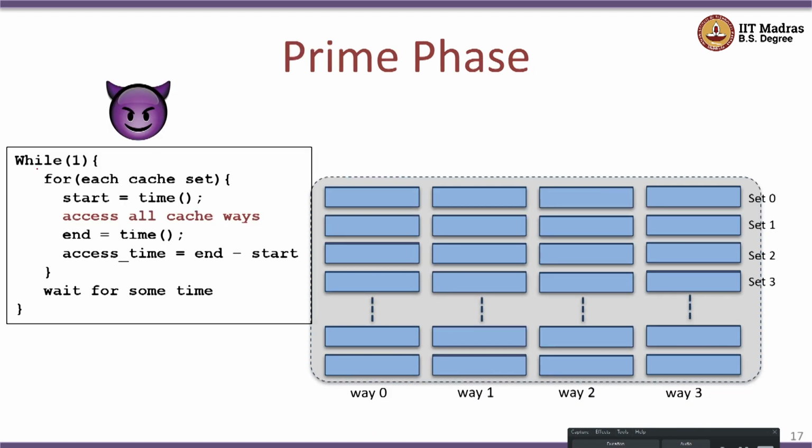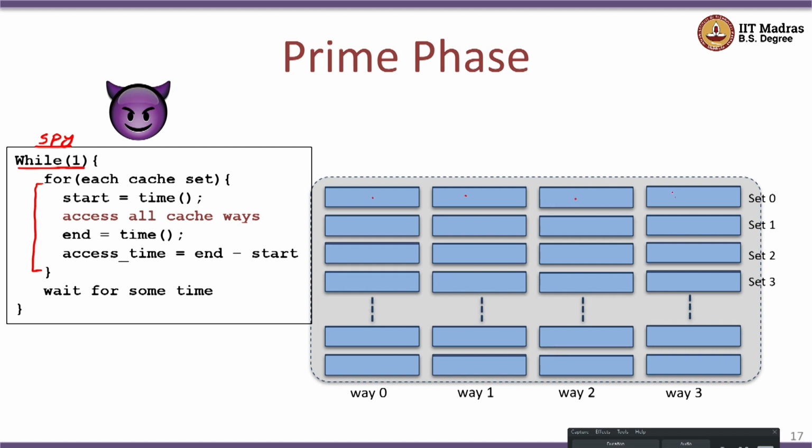Now let us say that the attacker runs a particular program in the spy. So this is my spy process, and within the spy process, the attacker essentially runs this particular while loop. Notice it's an infinite while loop, right? Within each iteration of the while loop, it has this inner for loop, which essentially accesses each cache line in a particular set. So for instance, in the first iteration, the cache lines in set 0 are accessed.